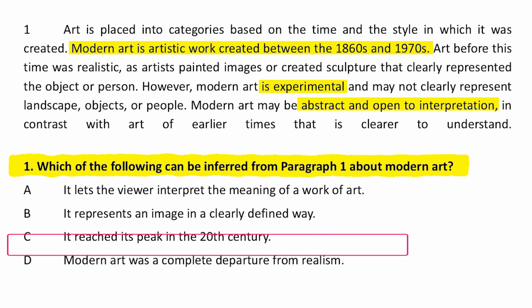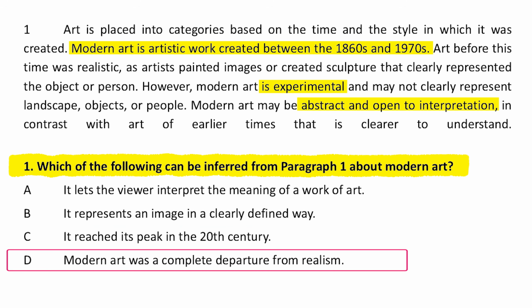And finally, D is wrong too. It says that modern art was a complete departure from realism, but the paragraph says modern art may be abstract, not always. So it's not fair to say all modern art completely abandoned realism. Some modern works might still be realistic.